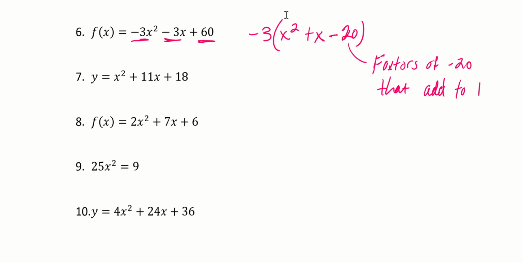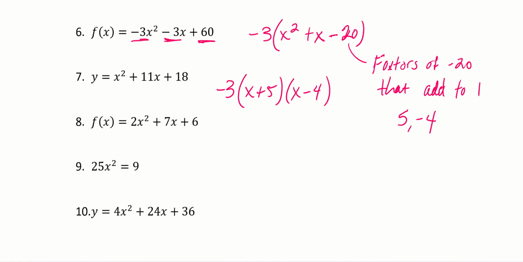And I'll spare you all the trial and error, because I'm kind of just seeing. Now I know that I'm going to need a positive and a negative, because a positive times a negative is going to give me a negative product. And so 5 and negative 4 multiply to negative 20, and 5 minus 4 gives me 1. So the way I can rewrite this is negative 3 times the quantity x plus 5, x minus 4.